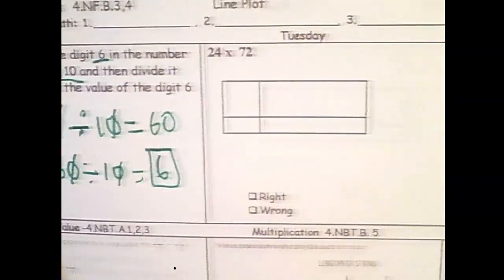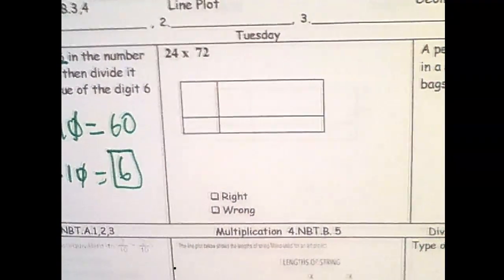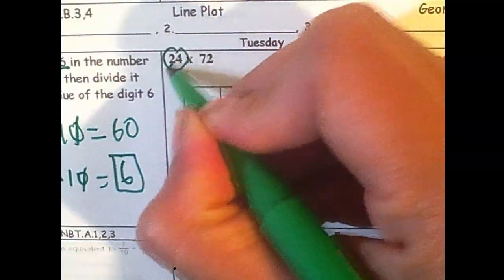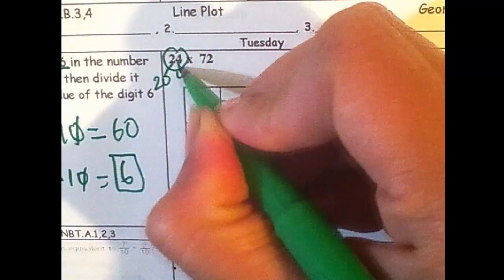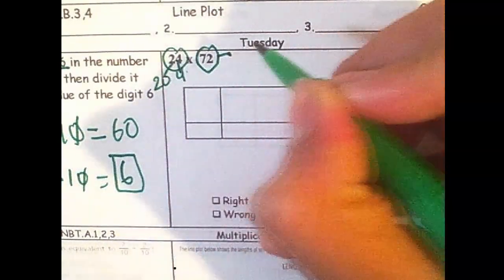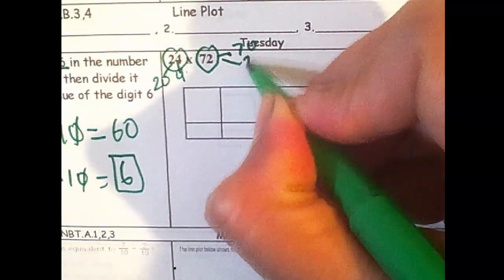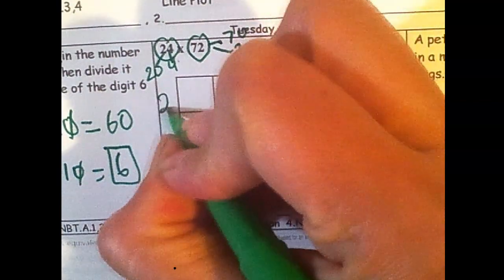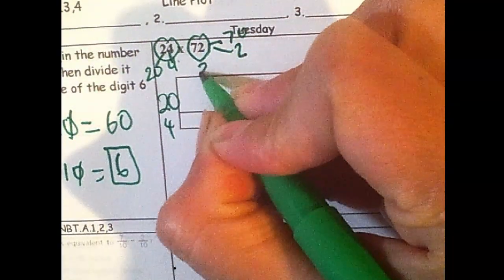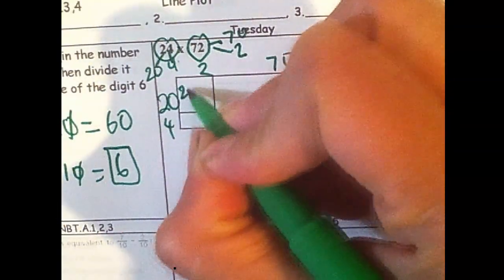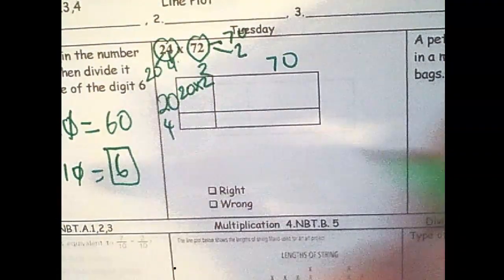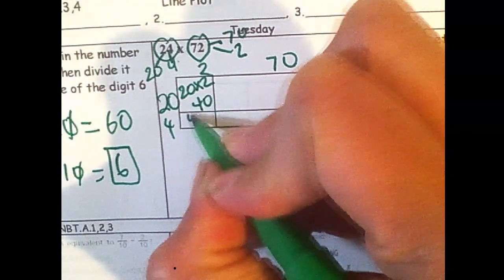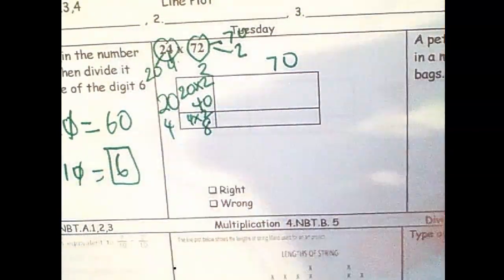Now let's go ahead and move on to our area model question. We're going to start by decomposing the 24 into 20 and 4 and the 72 into 70 and 2. So let's organize that work here. I'm going to put 20 and 4 and then 2 and 70 up here. So I'm going to do 20 times 2, which gives me 40, and 4 times 2, which gives us 8.